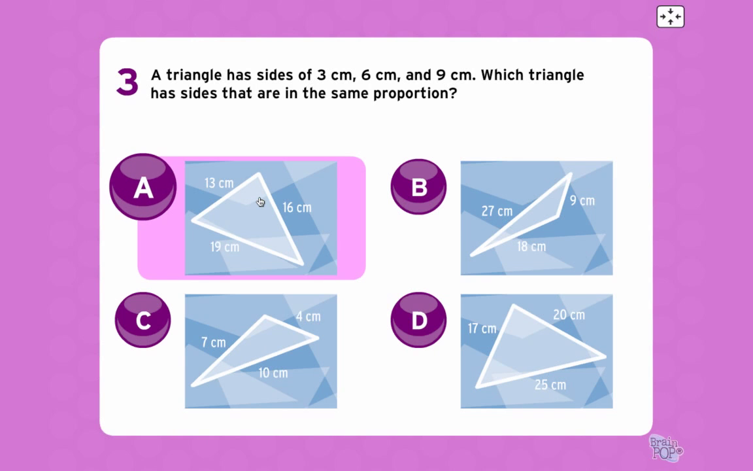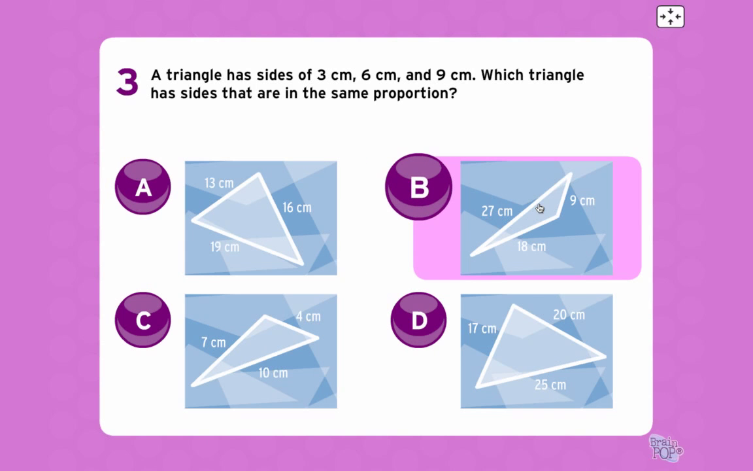So let's look at this one. If I divide 13 by 13, I'd get 1. But if I divide 16 by 13, I do not get the proportion of 2. Look at triangle B. If I divide 9 by 9, I get 1. If I divide 18 by 9, I get 2. And then 27 by 9, I would get 3. So there is my proportion of 1, 2, 3.